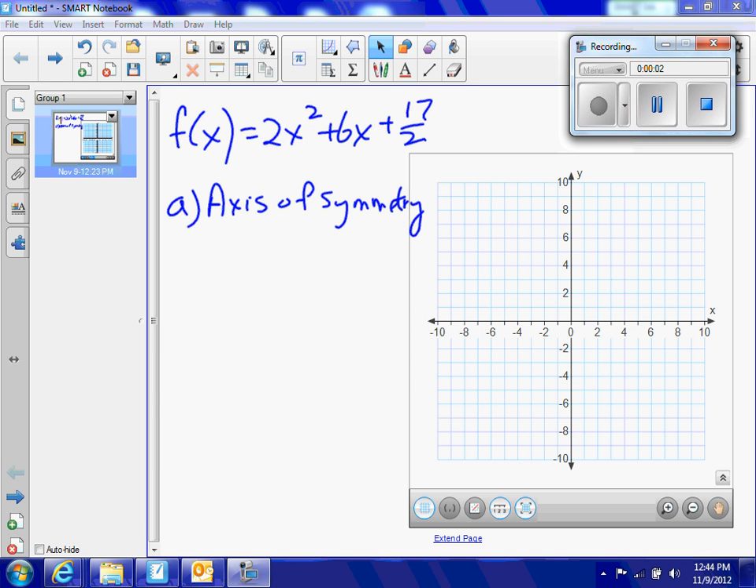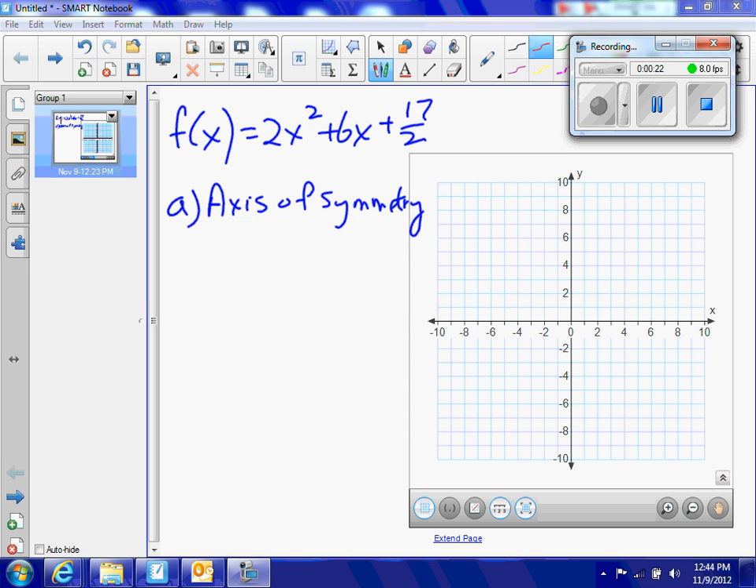This is problem 1 from Chapter 4, Quiz 1, which went from 4.1 to 4.4, quadratic functions in different forms and factoring. So I'm supposed to graph this function. And I have 3 parts, A, B, and C. The first part is to label my axis of symmetry.